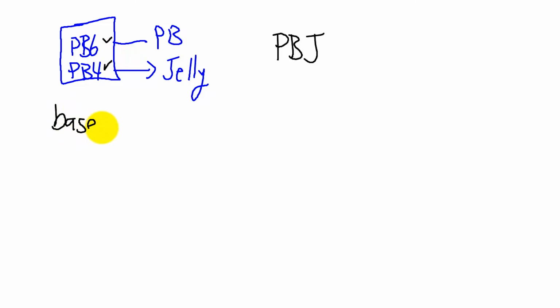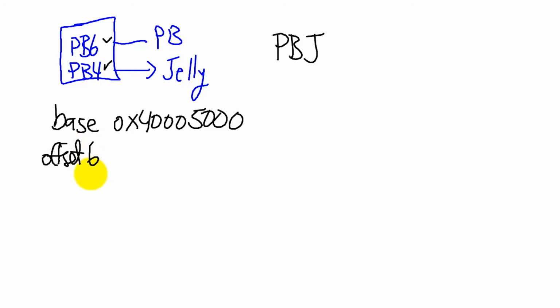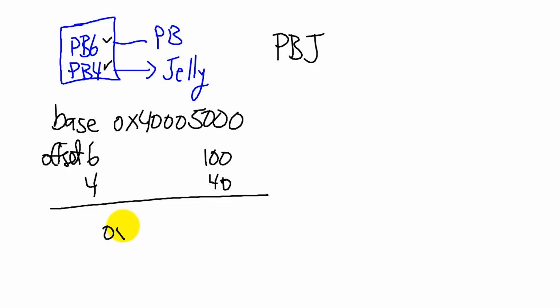So we'll do the same thing we did for PA5, and that is we'll start with the base address. But this is port B, so we're going to use the base address for port B. That's 4,000, 5,000. That's the base address. And now I need the offset for both bit 6 and bit 4. And so the offset for bit 6 is 100, and the offset for bit 4 is 40. And so I'm going to add them up. And so the address of bits 6 and 4 together is going to be the address 4000, 5140.